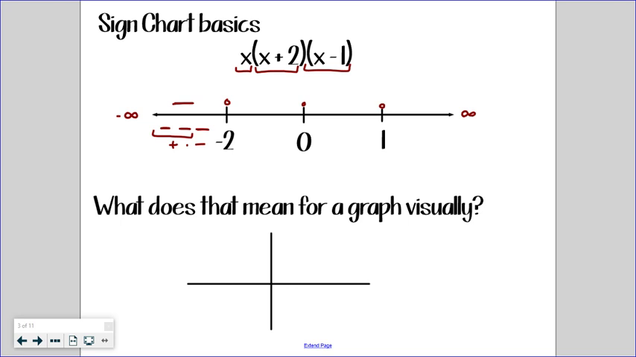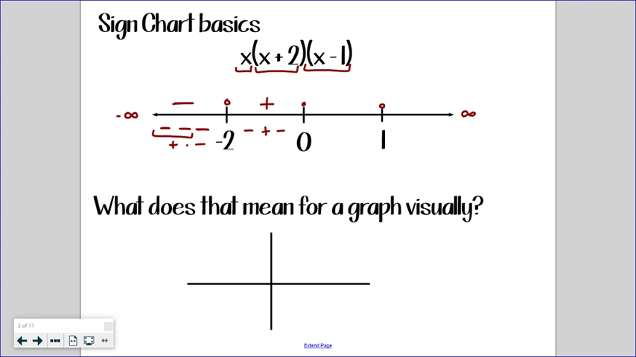And we do the same thing. I just continue to pick sample numbers in each section. Between negative 2 and 0, a sample number would be like negative 1. And I plug it into each of the spots above. If I plug negative 1 into that first spot, it'd be a negative number. Negative 1 plus 2 is a positive number. Negative 1 minus 1 would be a negative number. And when I take a negative number times a positive times another negative, overall it turns out positive.